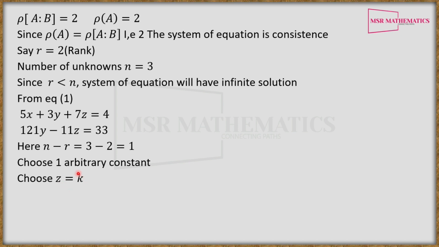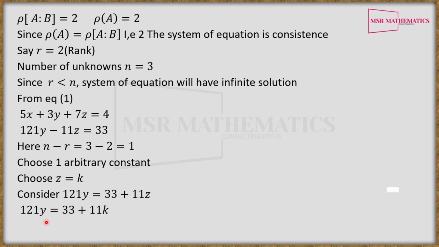So z is k. Substitute z is equal to k in this equation. We get here 121y is equal to, take this minus 11z to the right hand side, that is 33 plus 11z, or in the place of z we can substitute k, that is 121y is equal to 33 plus 11k.